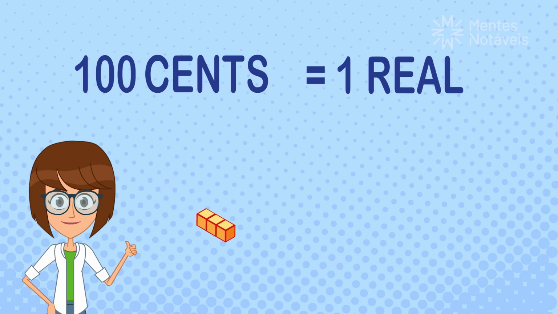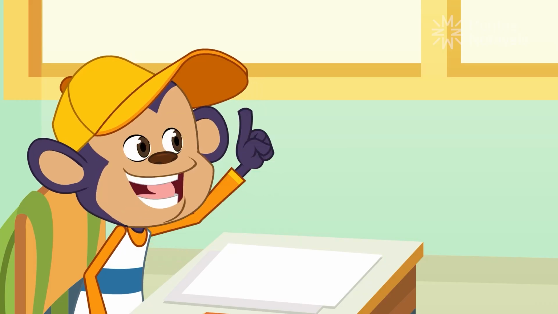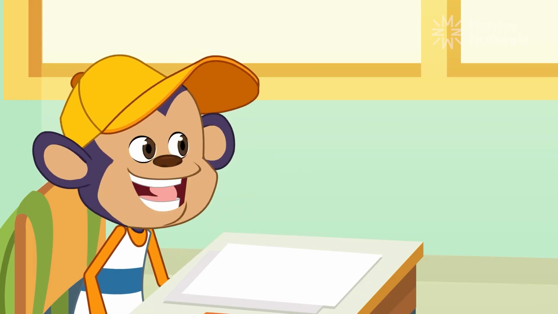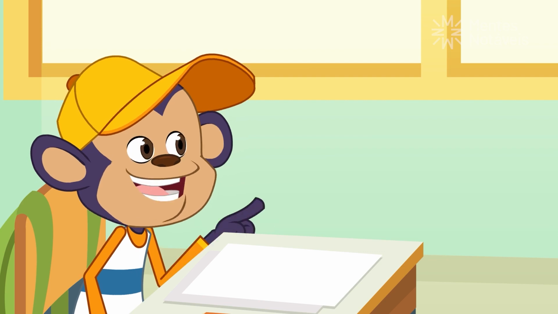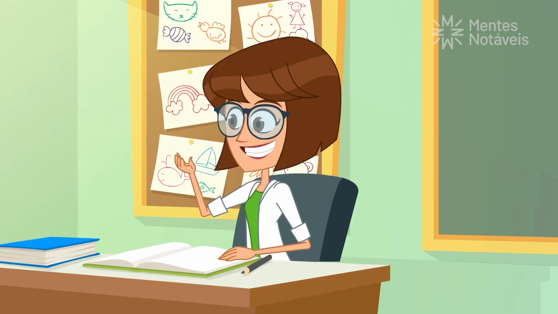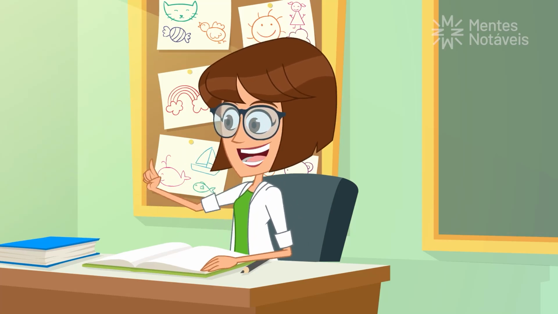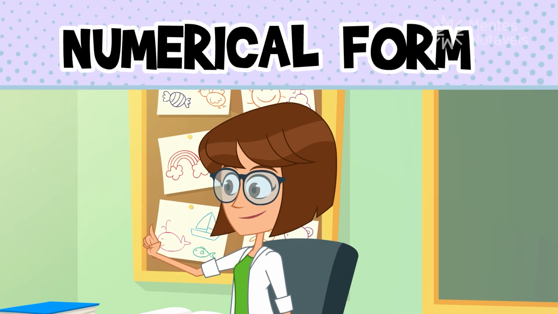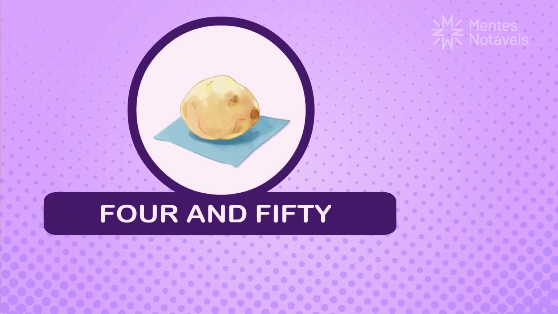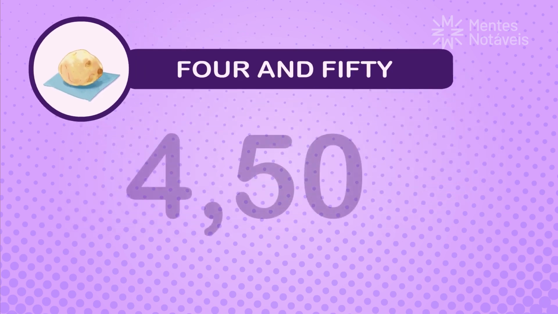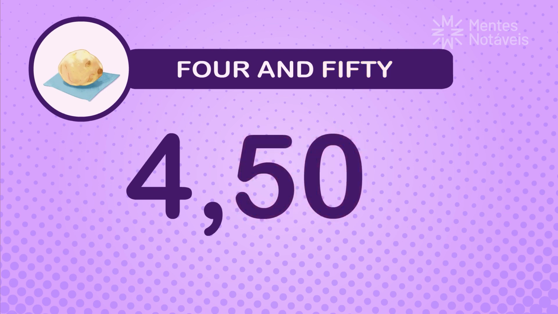Cool, isn't it? Miss Macy, the cafeteria lady told me that the cheese bread costs R$4.50. How do I represent that amount? Let's do it, Frank. First, you need to understand how we represent money in numerical form. For example, the cheese bread costs R$4.50. We write it like this. First the 4, then in place of the "and" we use a comma, and finally, the 50, representing the cents.